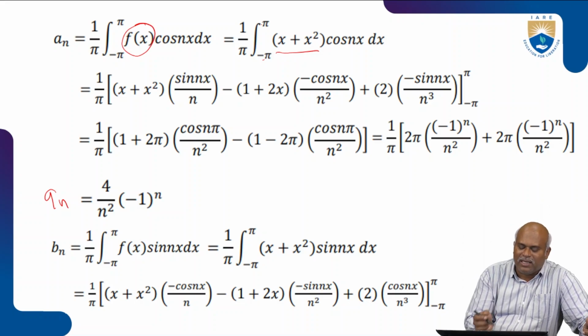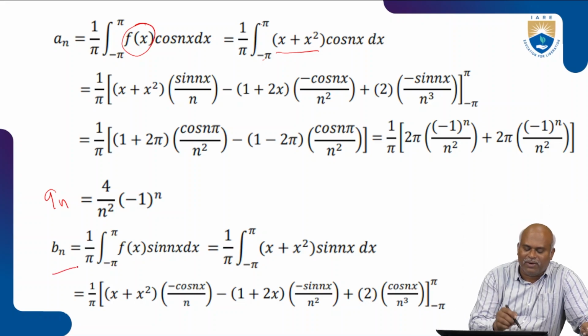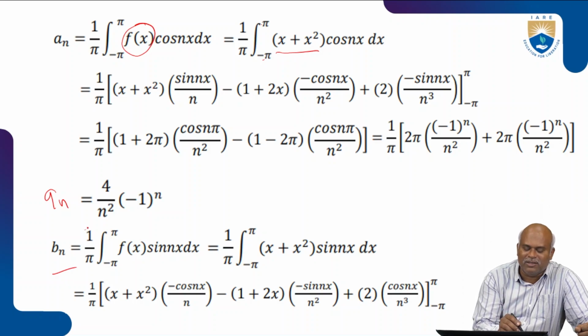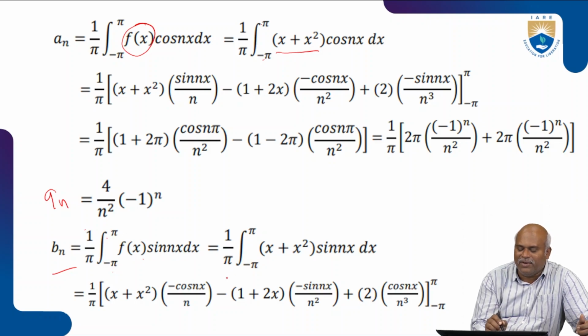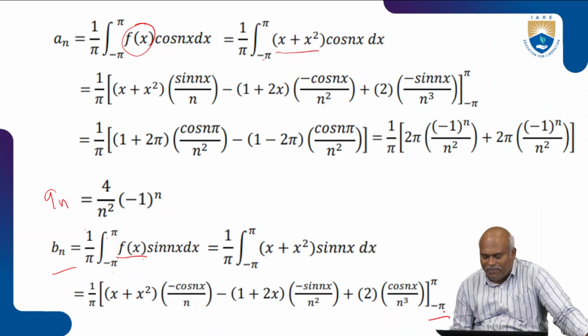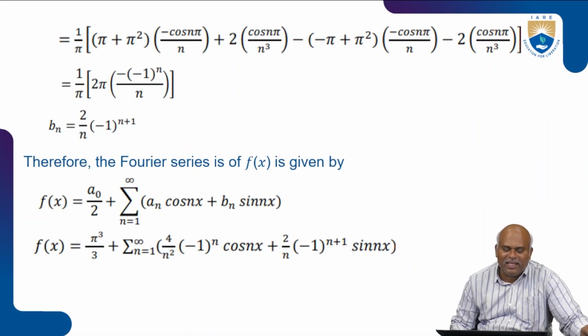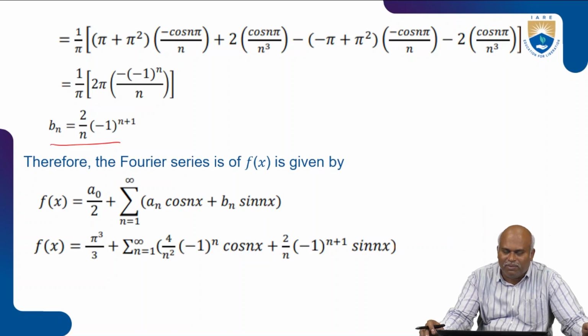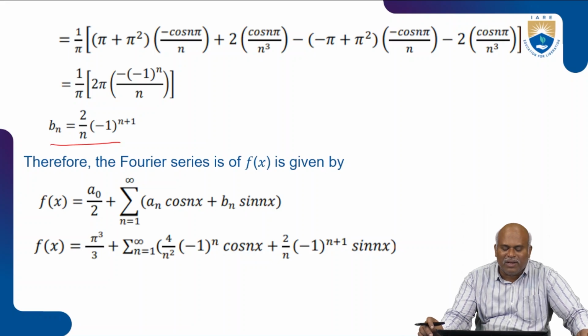Next we find b of n also. Same formula that is used in the trigonometric Fourier series: 1 by pi, minus pi to plus pi, f of x sin nx dx. We substitute f of x equal to x plus x square, then integrate and substitute the interval minus pi to plus pi. We get the answer b of n equal to 2 by n times minus 1 whole power of n plus 1.